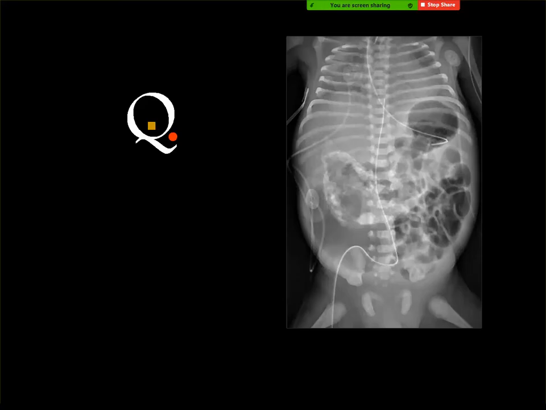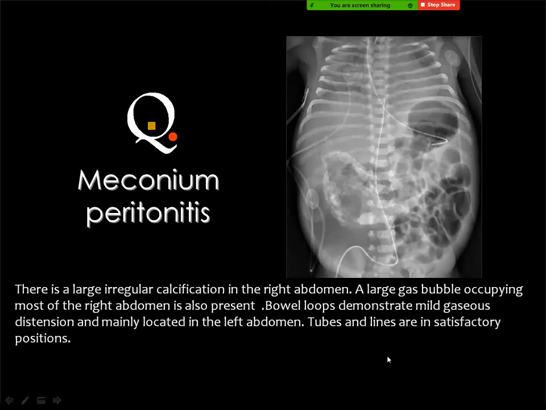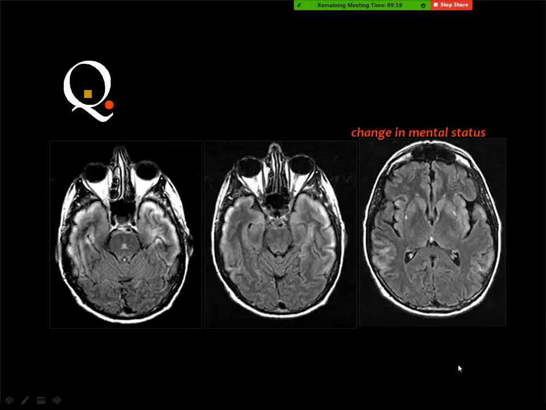Calcification. Yes, you see calcium in the abdomen. What do you think? Meconium peritonitis. Yes. I think this is the only diagnosis in the neonates whenever you see calcium in the plain film in the abdomen, and you think of meconium peritonitis.